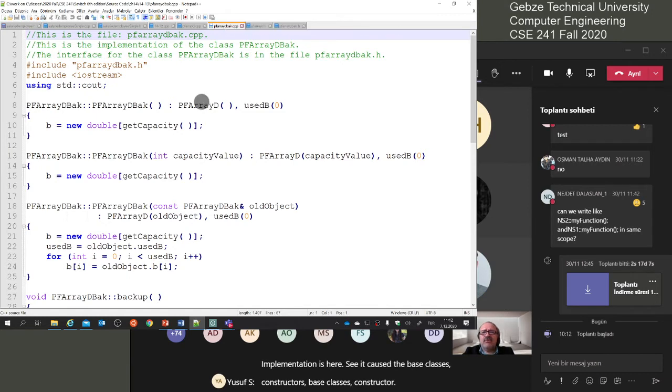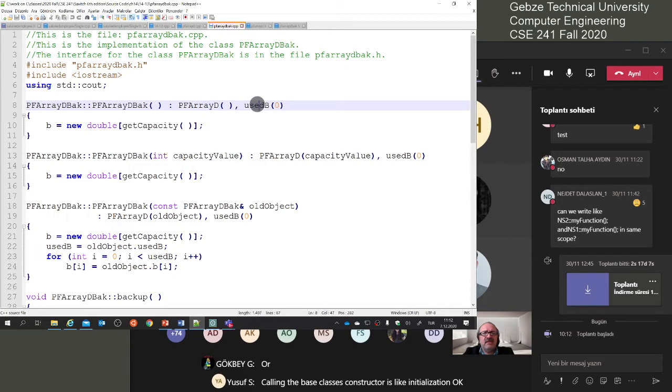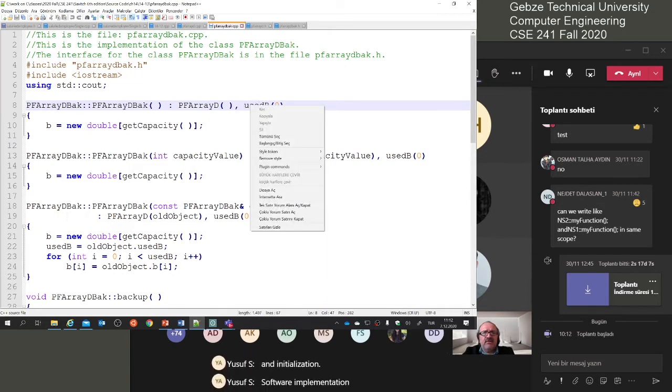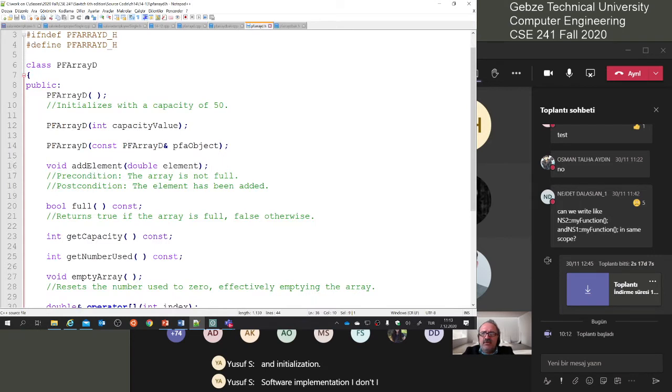Calling the base classes constructor is like initialization, okay? And the initialization is part of the implementation. I don't write any initialization code in the header, right? The initialization is not part of the header. It is part of the implementation. Good. Okay. Any other questions?